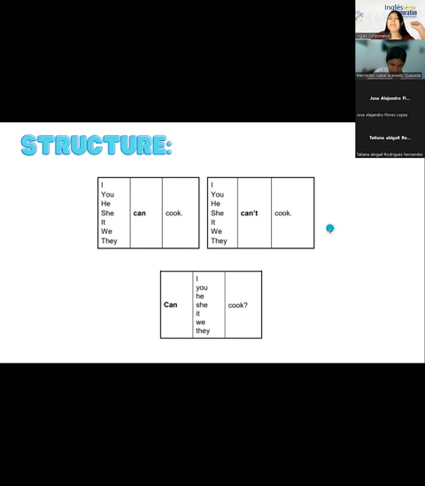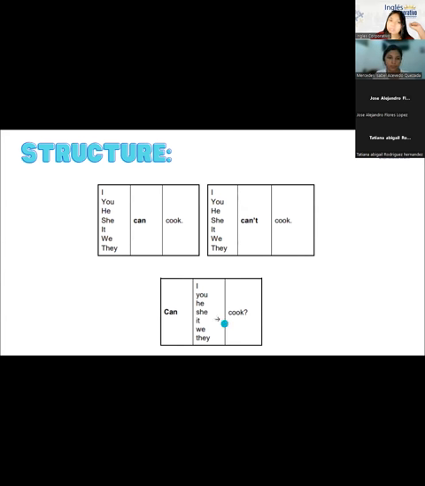Now we also have negative. Can't, can't, can, can't. I can't cook. You can't cook. He can't cook. She can't cook. It can't cook. We can't cook. And they can't cook. So it is can't for all the subjects. It's the same, the same, the same.